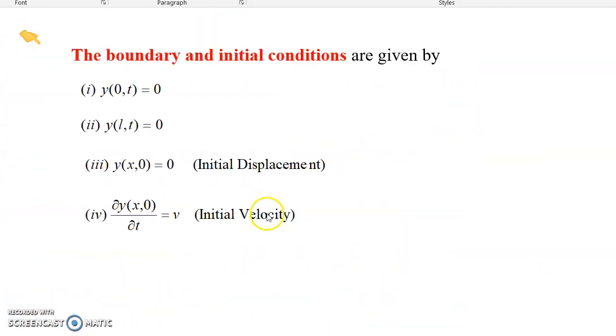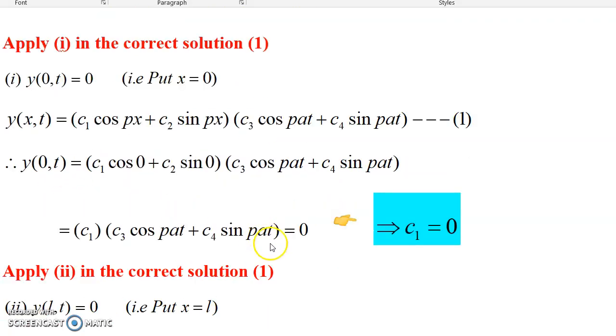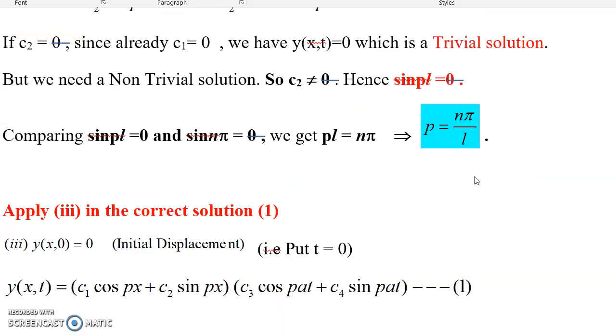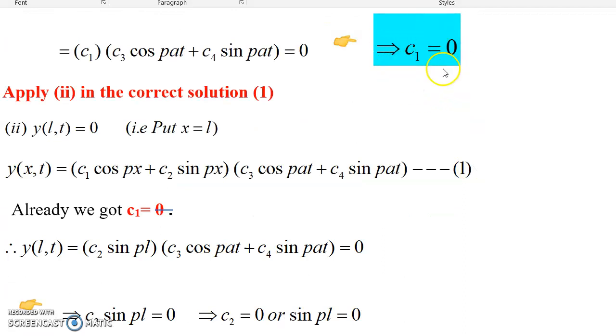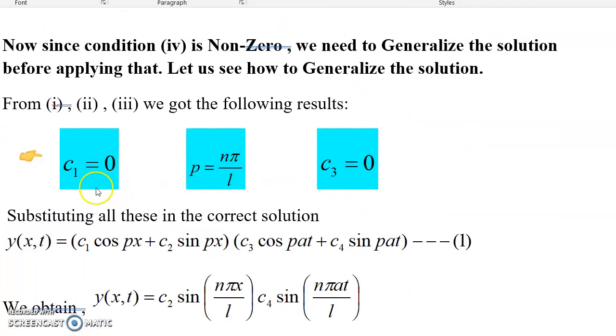You can look at it here. This is the fourth boundary condition. All the first three boundary conditions are having 0, so we could directly substitute. But when the fourth boundary condition comes, it has a non-zero value. So before applying any non-zero boundary condition, we have to generalize the solution. Let us see what generalizing the solution means. Let us write the three answers we have got. First answer: C1 equals 0. Second answer: P equals n pi by L. And third answer: C3 equals 0. Let us substitute all these answers in the solution.